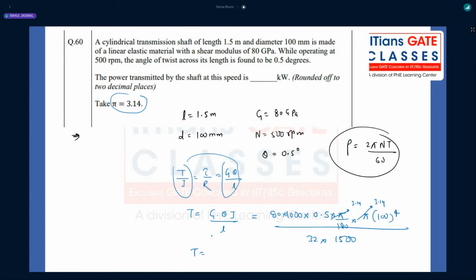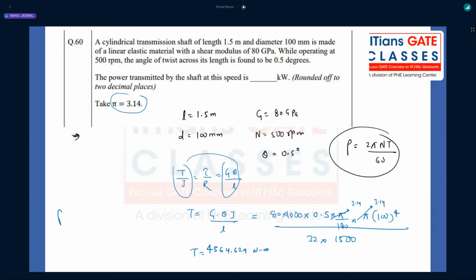So here you can write 80 into 1000 into 0.5 into 3.14 square into 100 to the power 4 divided by 180 divided by 32 divided by 1500, right? That will give the value in Newton meter. Directly I'm writing 4564.629 Newton meter. 4564.63, right? Newton meter.